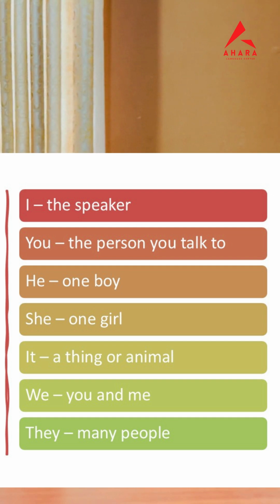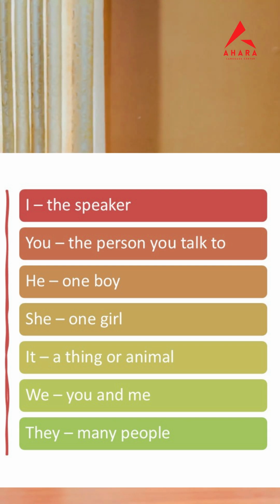We have learned the pronouns I, you, we, they, he, she, and it. These pronouns we have categorized into two portions. One is singular, the other one is plural. What are the singular words? He, she, and it. What are the plural words? You, we, they, and I.